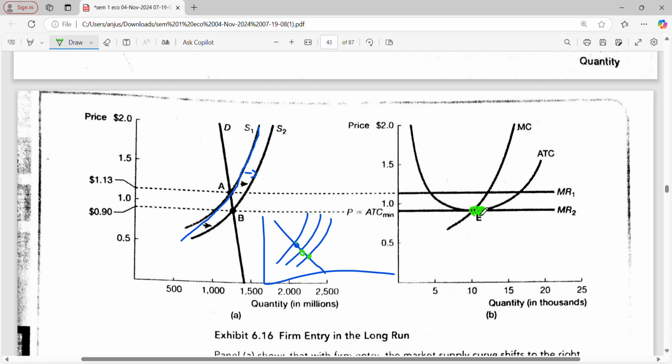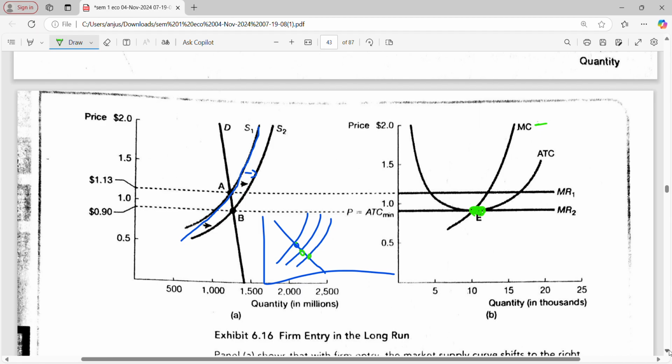Till this point the entries happen, because this is the minimum of ATC. You can see the ATC curve here, and this is the MC curve, that is the long run supply curve. When the price goes below the ATC curve, that means there is a loss. This is the long run, so definitely exit will happen. New entries will only happen till this minimum ATC. Below that it won't go, because it is a loss. No one is looking for unprofitable things. Right, so that's it there.